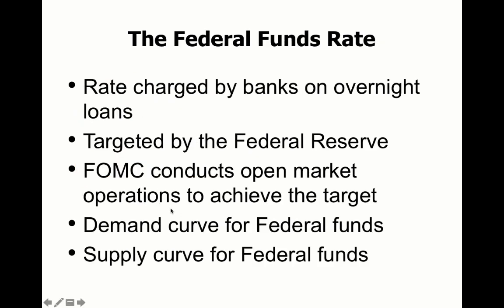Okay, now the federal funds rate is what they are talking about when you hear interest rates going up and down, or when the Fed does something to change rates. It is the rate charged by banks on overnight loans. It is not the discount rate. This is what they are targeting when they buy and sell bonds. So the FOMC is targeting the federal funds rate by conducting open market operations in order to achieve the target.